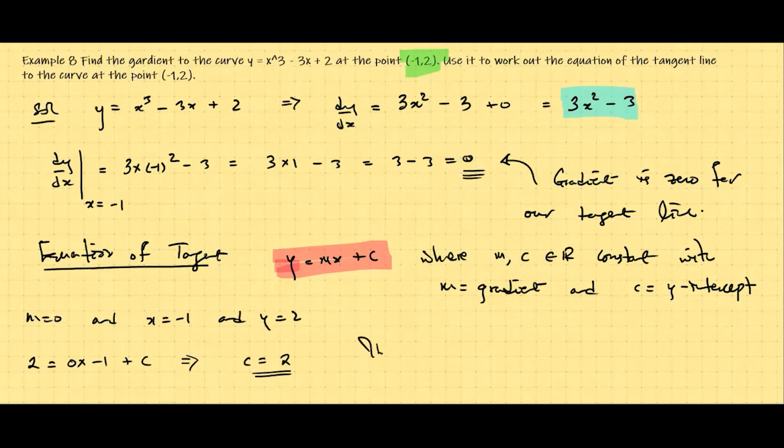Therefore, y equals mx plus c becomes y equals 0 times x plus 2, which of course is just the same thing as y equals 2. And this is the equation of our tangent line to our curve in this case.